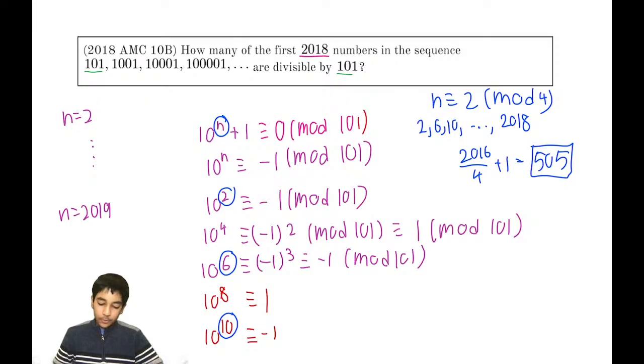So the key idea was to write it in mod, then simplify it, look for a pattern, and see that only if n was 2 mod 4 will it actually work. And then we can count that pretty easily using arithmetic series. Remember, this is an arithmetic series from 2 to 2018. It will have 2016 divided by 4 plus 1 equals 505 terms. And that's the solution for this problem.